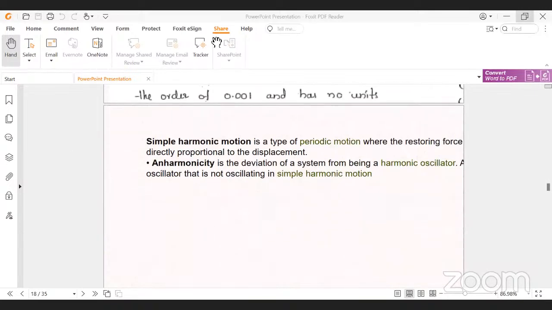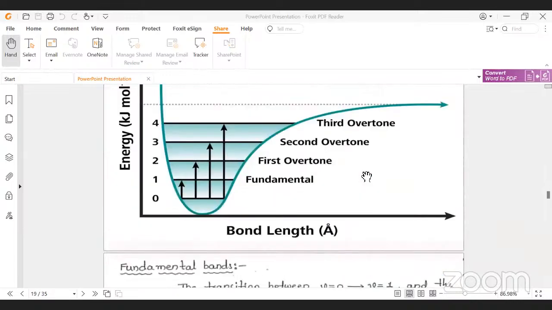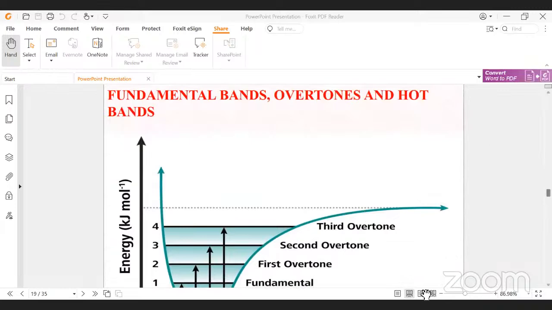A simple harmonic motion is a type of periodic motion where the restoring force is directly proportional to the displacement. Anharmonicity is the deviation of a system from being a harmonic oscillator, an oscillator that is not oscillating in simple harmonic motion. This is a very important question for examinations also.